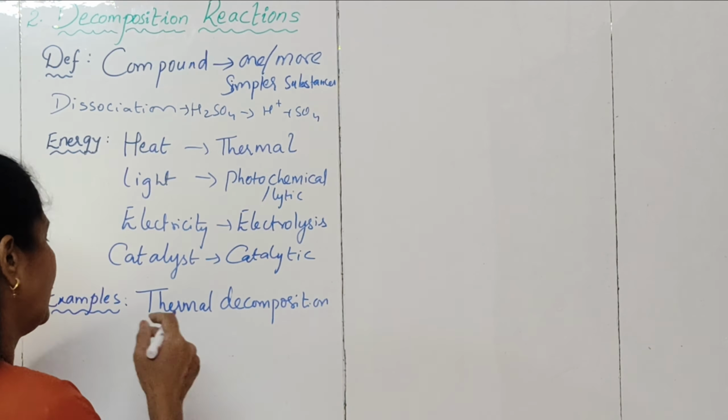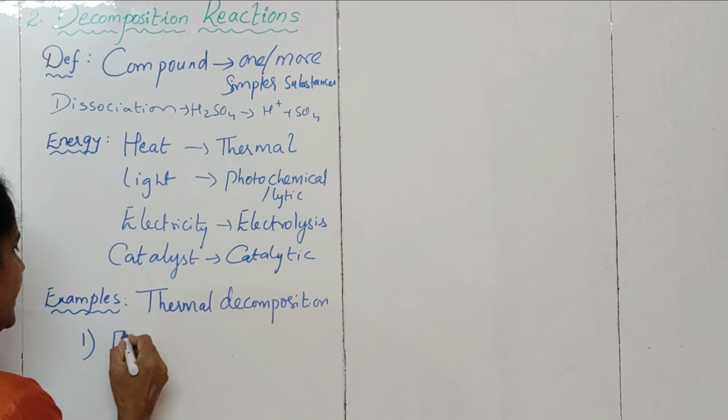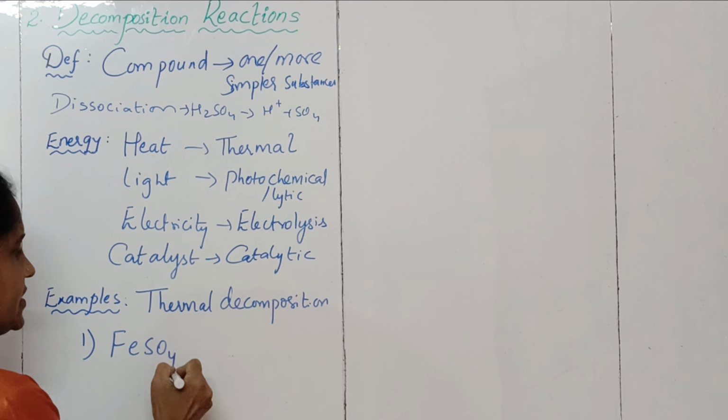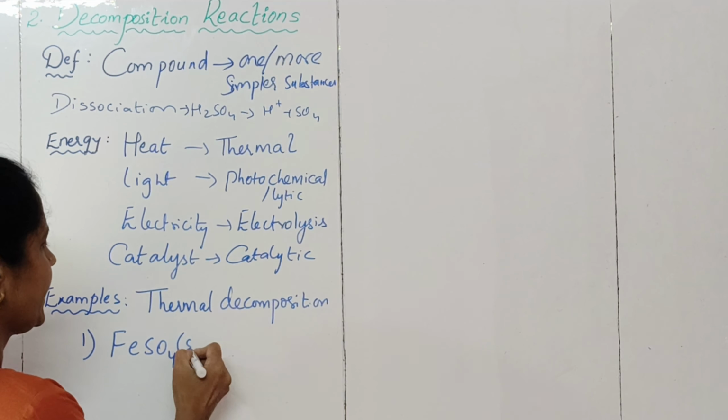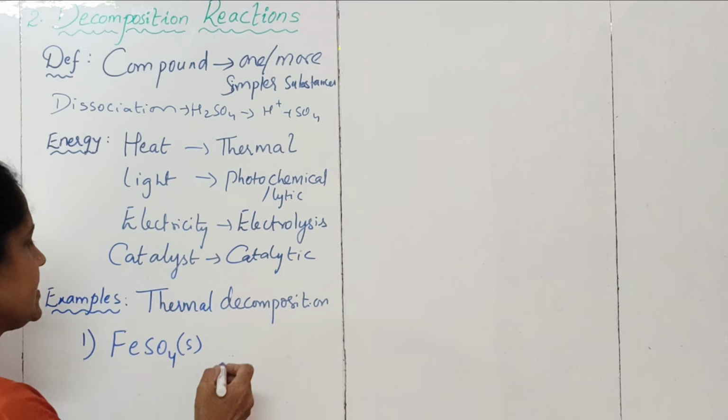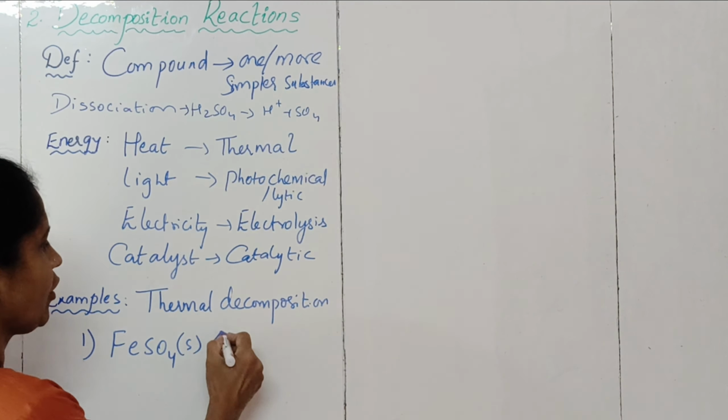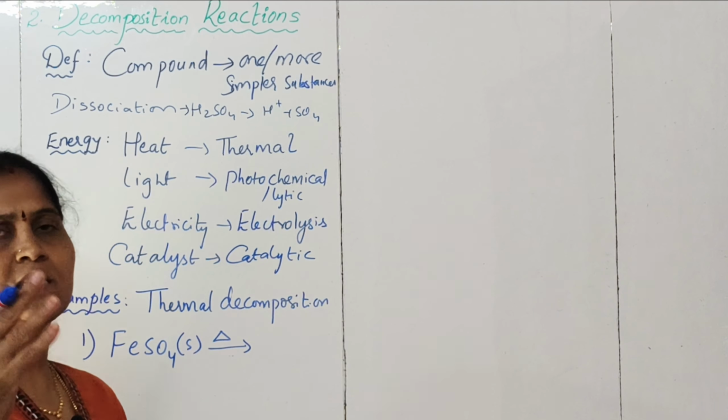Talking about our examples, the first example is ferrous sulfate crystals. You indicate the state here, solid. Ferrous sulfate crystals upon thermal decomposition. That symbol indicates heat.